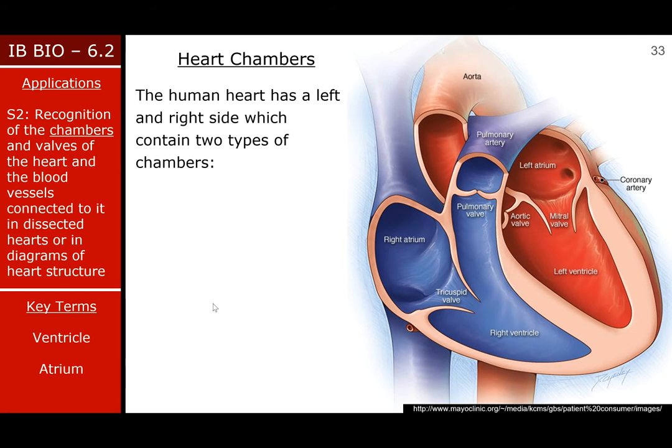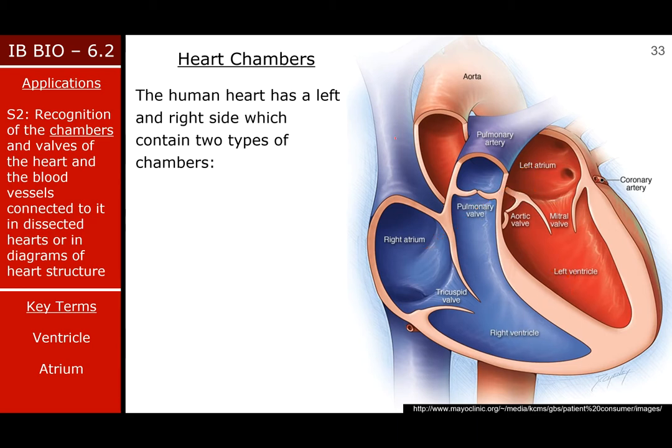Okay, so the human heart has a left side and a right side. And there are two types of chambers. Now, it's important to know that blood from the left side never mixes with blood from the right side. You can kind of think of it as like two hearts, one for deoxygenated blood and one for oxygenated blood, and they're stuck right next to each other. So blood never crosses from atrium to atrium, and it never crosses from ventricle to ventricle. So you never have blood flow right sideways.